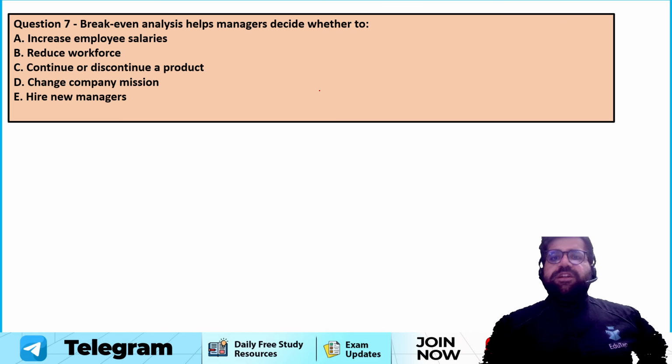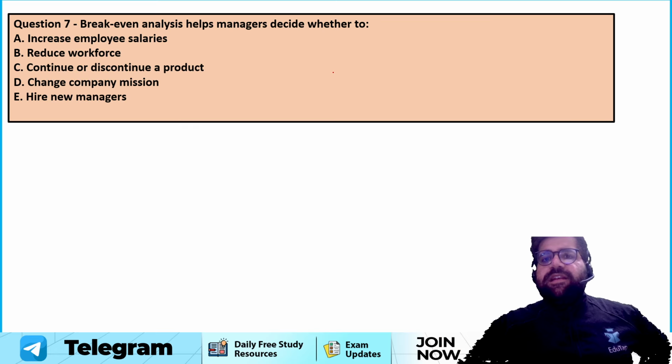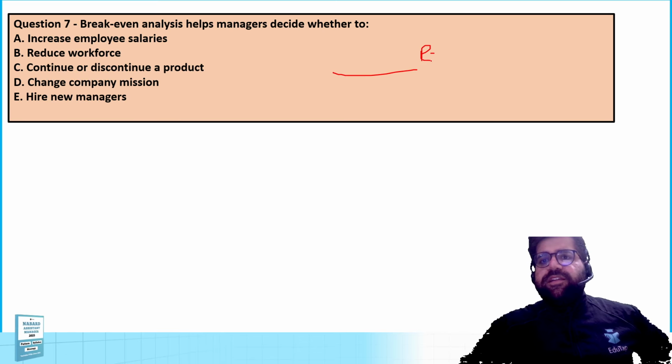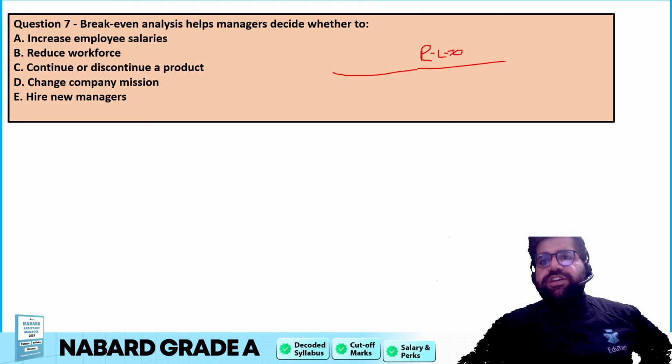Moving forward to question number 7. Break-even analysis helps a manager to decide what? Break-even analysis basically means what? At that particular level where my profit equals my losses and both are equal to zero.